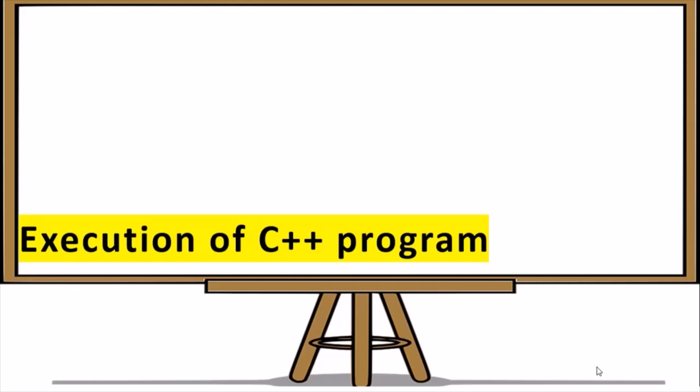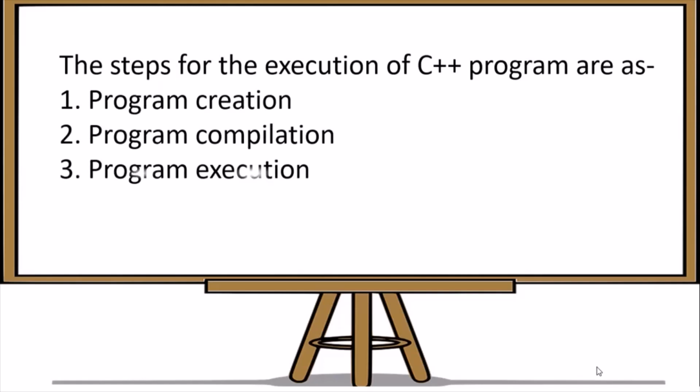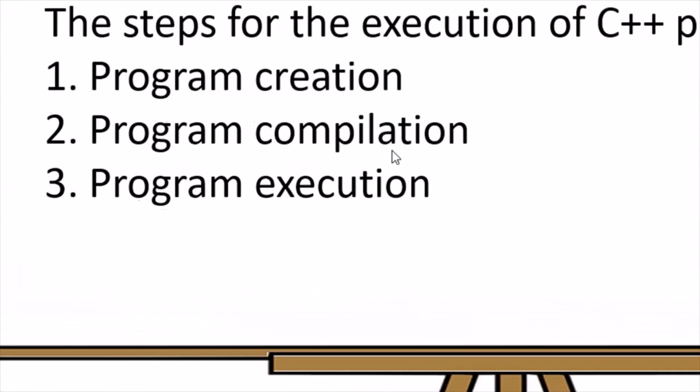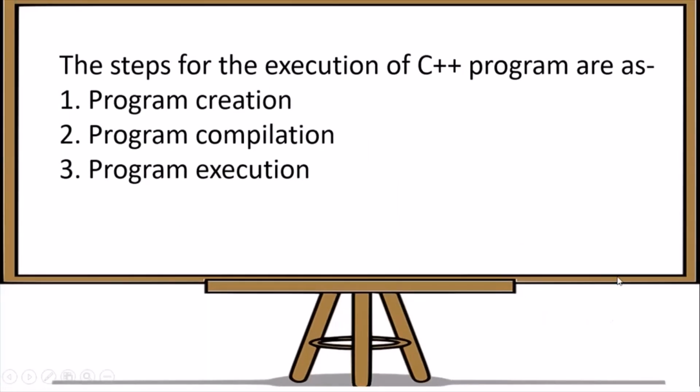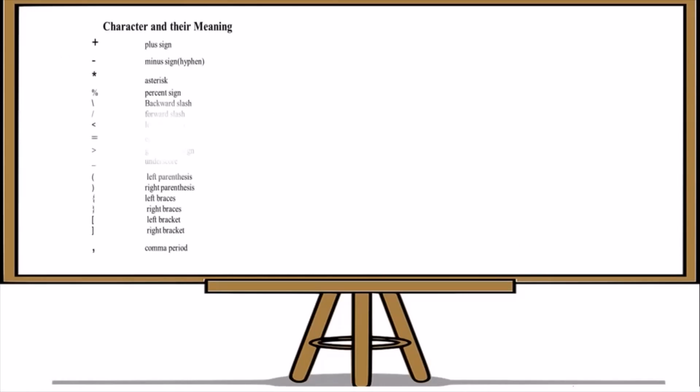Now the next question is, when I do the programming, how can we execute our program? As we execute a program in C programming, in a similar manner we execute the program in three steps. First we create the program, then we compile the program, and then we execute the program. So we make the file, we compile the file, and we take the output from the file.